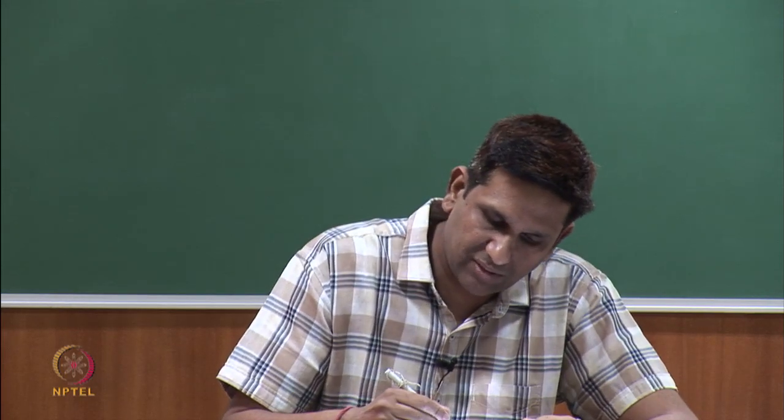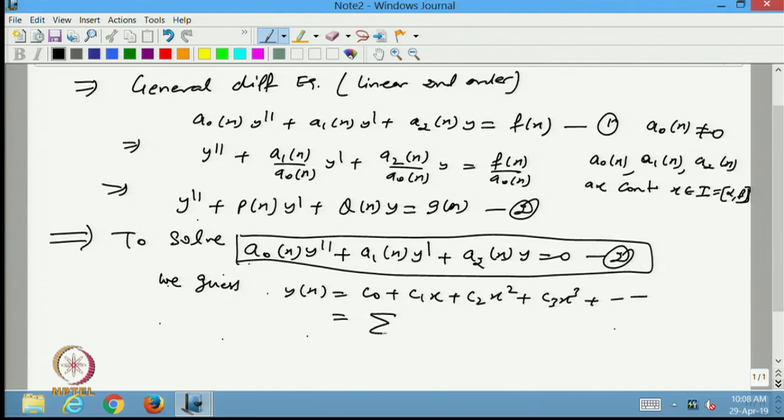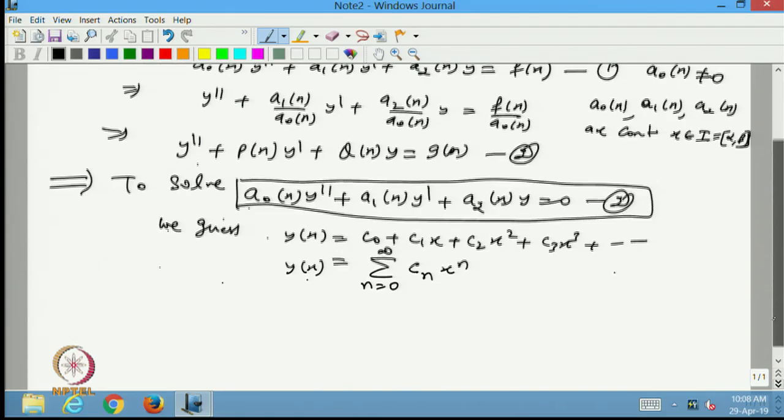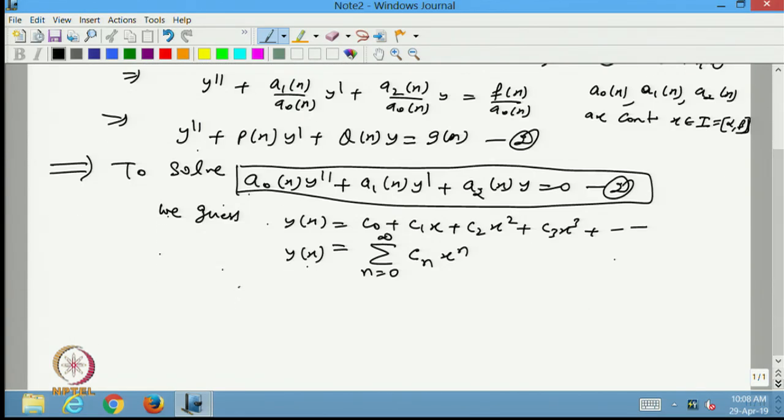So, now this one can be written as the summation n from 0 to infinity of Cn x raised to power n. Let my solution be this one. Then I take the derivative of this polynomial or the series, we call it a series also, y dash x.